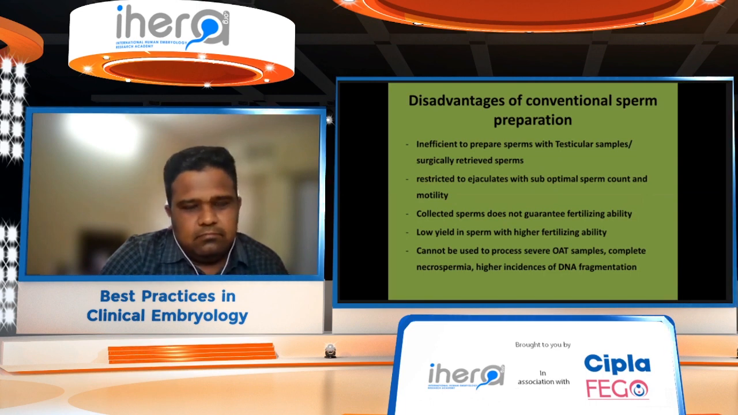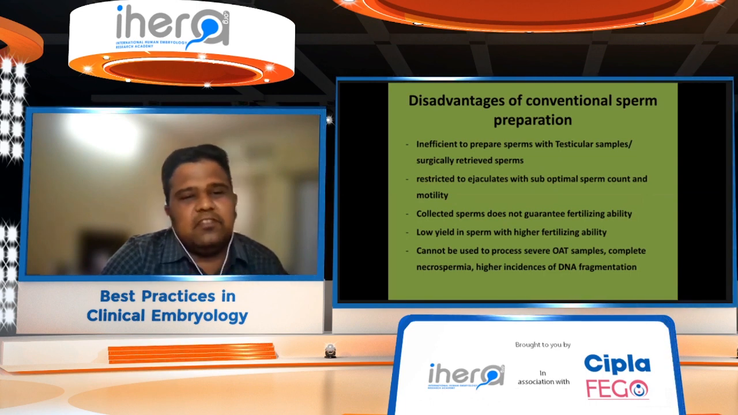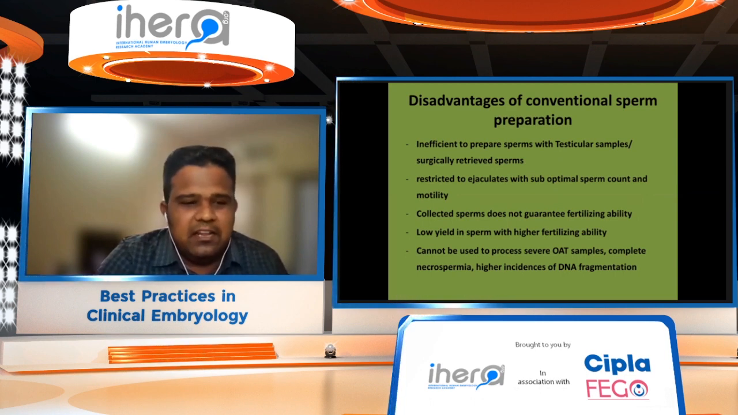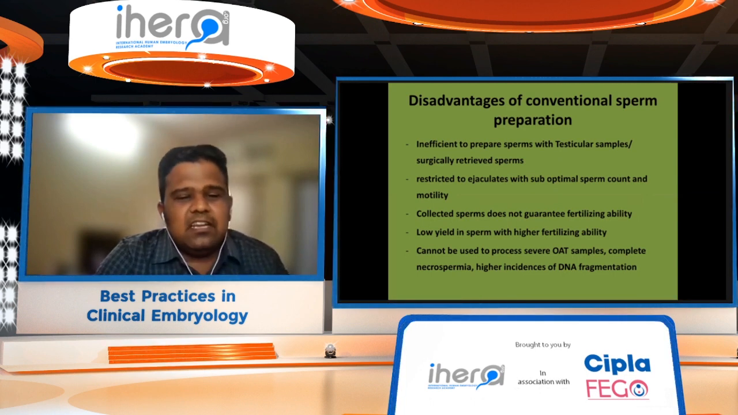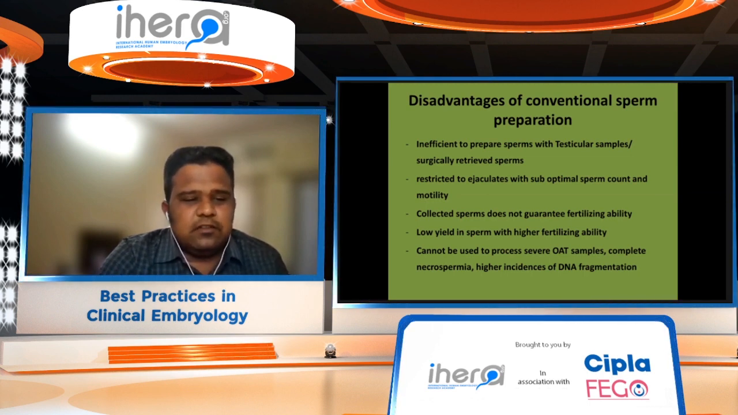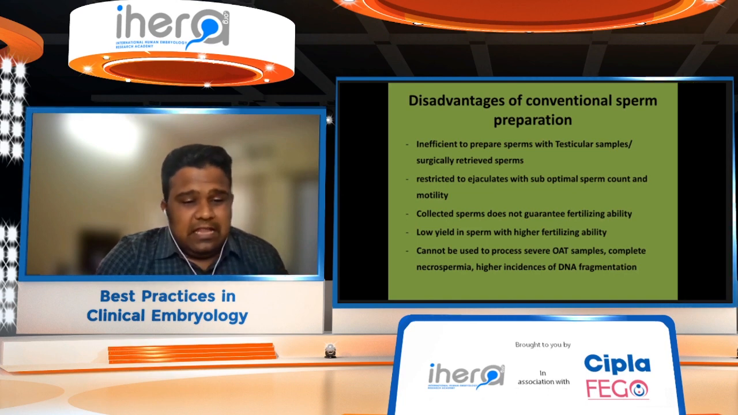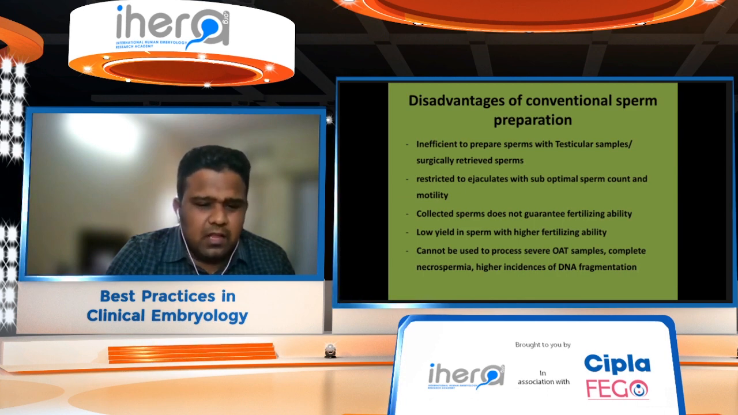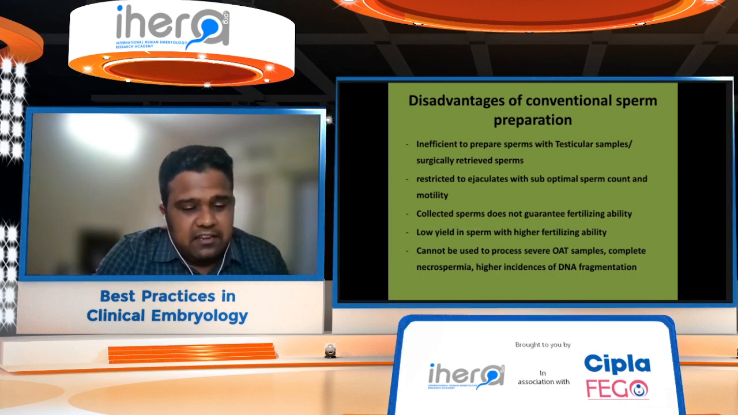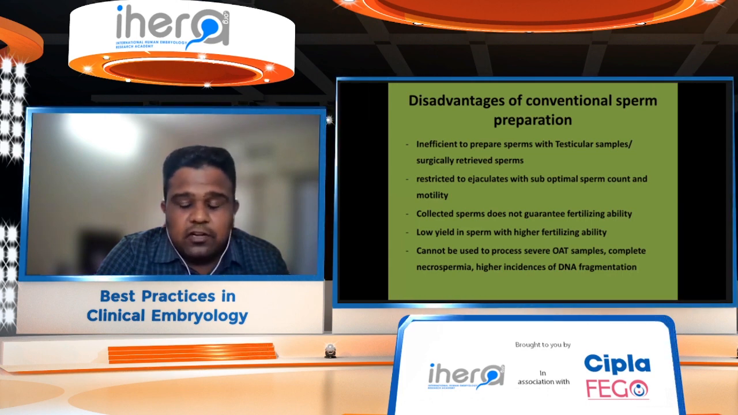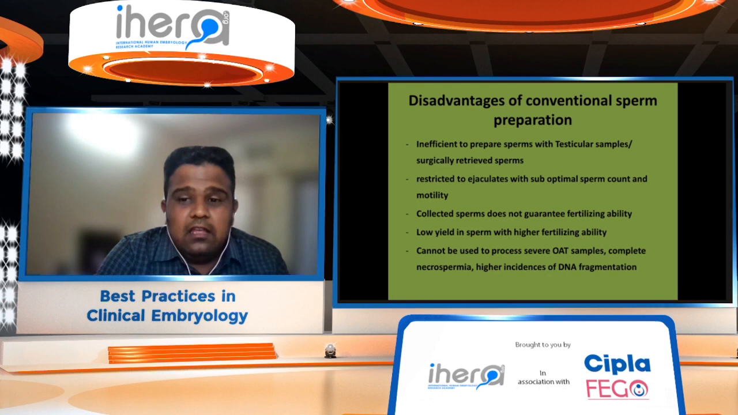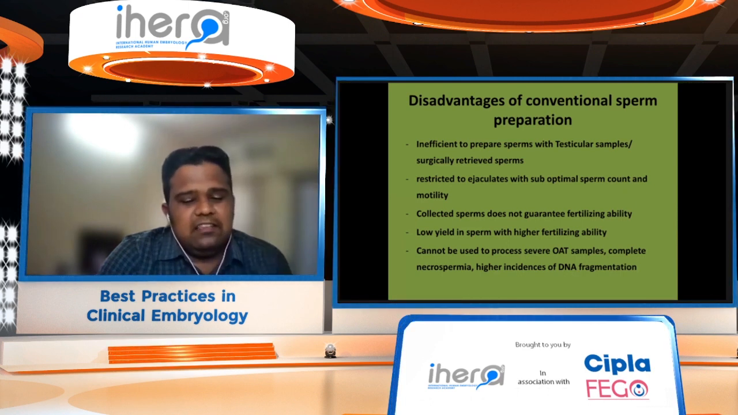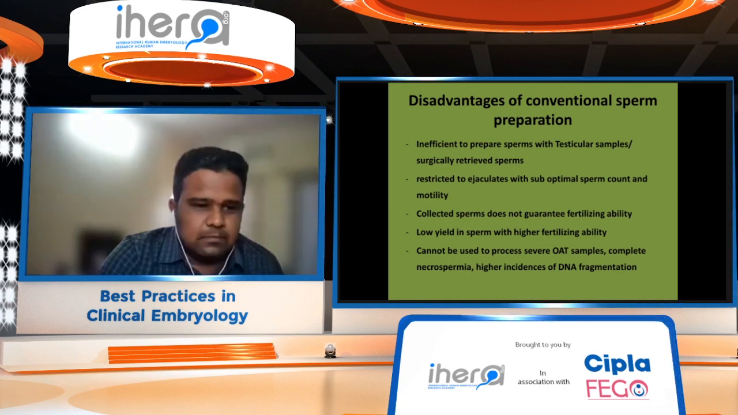These conventional methods of sperm preparation, which were introduced way back in the mid 80s, are still inefficient to process testicular samples and surgically retrieved samples. They are basically restricted to suboptimal seminal parameters. Their yield is less and does not guarantee sperm with higher fertilizing ability. They cannot process severe OAT samples, complete necrospermia, and semen samples with higher incidence of DNA fragmentation.